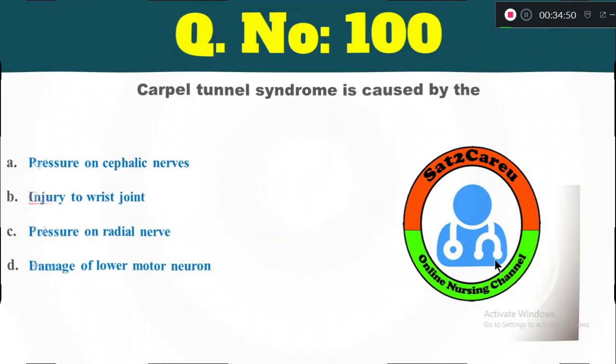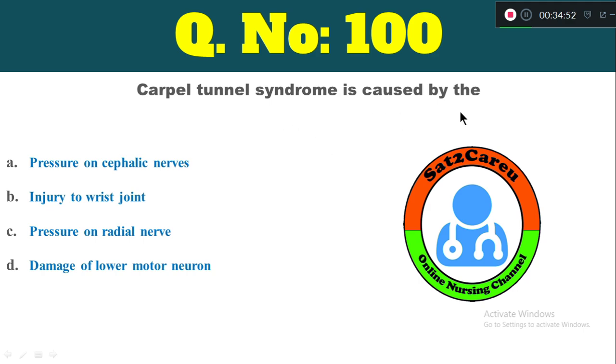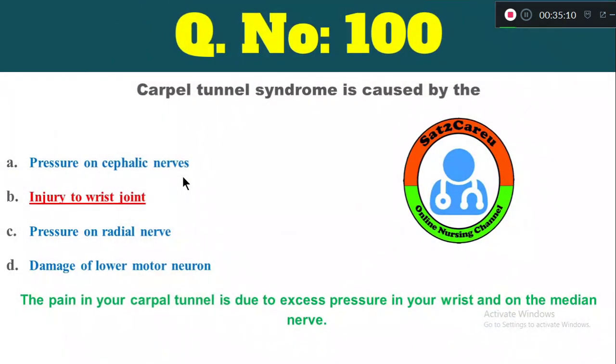The 100th question. Carpal tunnel syndrome is caused by option A, pressure on the cephalic nerve. Option B, injury to wrist joint. Option C, pressure on the radial nerve. Option D, damage of the lower motor neuron. If it is pressure on the median nerve, then that is also correct. Any injury to the wrist joint can lead to carpal tunnel syndrome, which is the right answer here.